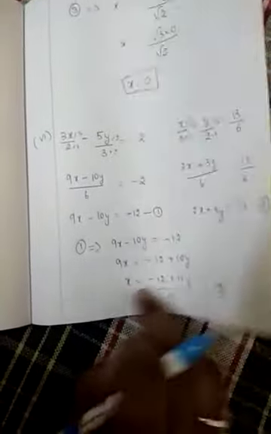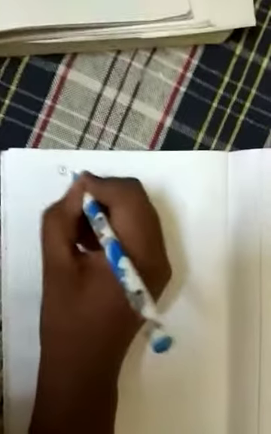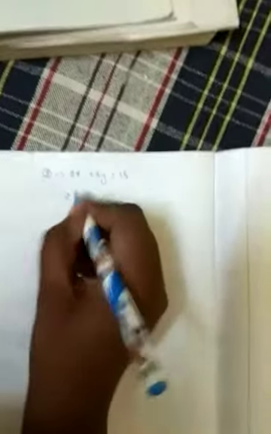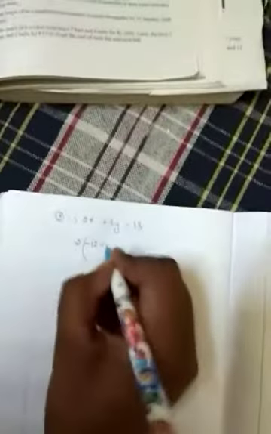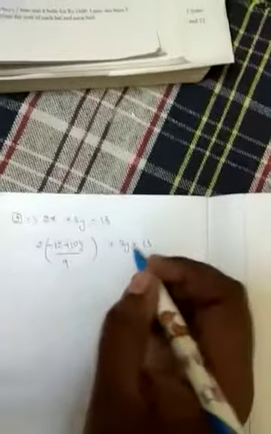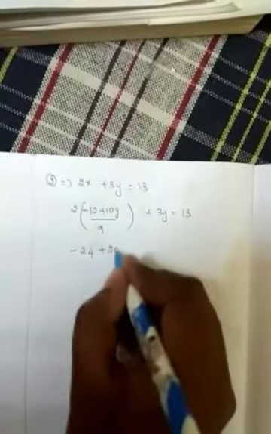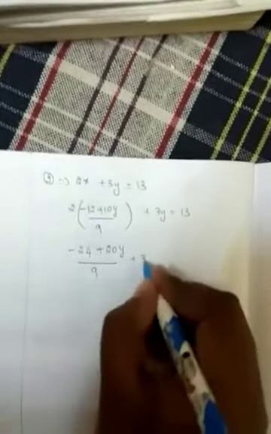Now we are going to substitute this in the second equation. So what is the second equation? 2x plus 3y is equal to 13. 2 into what is x? We have to write the full thing. So x is minus 12 plus 10y divided by 9, plus 3y is equal to 13. So multiply 2 inside: minus 24 plus 20y divided by 9 plus 3y equal to 13.